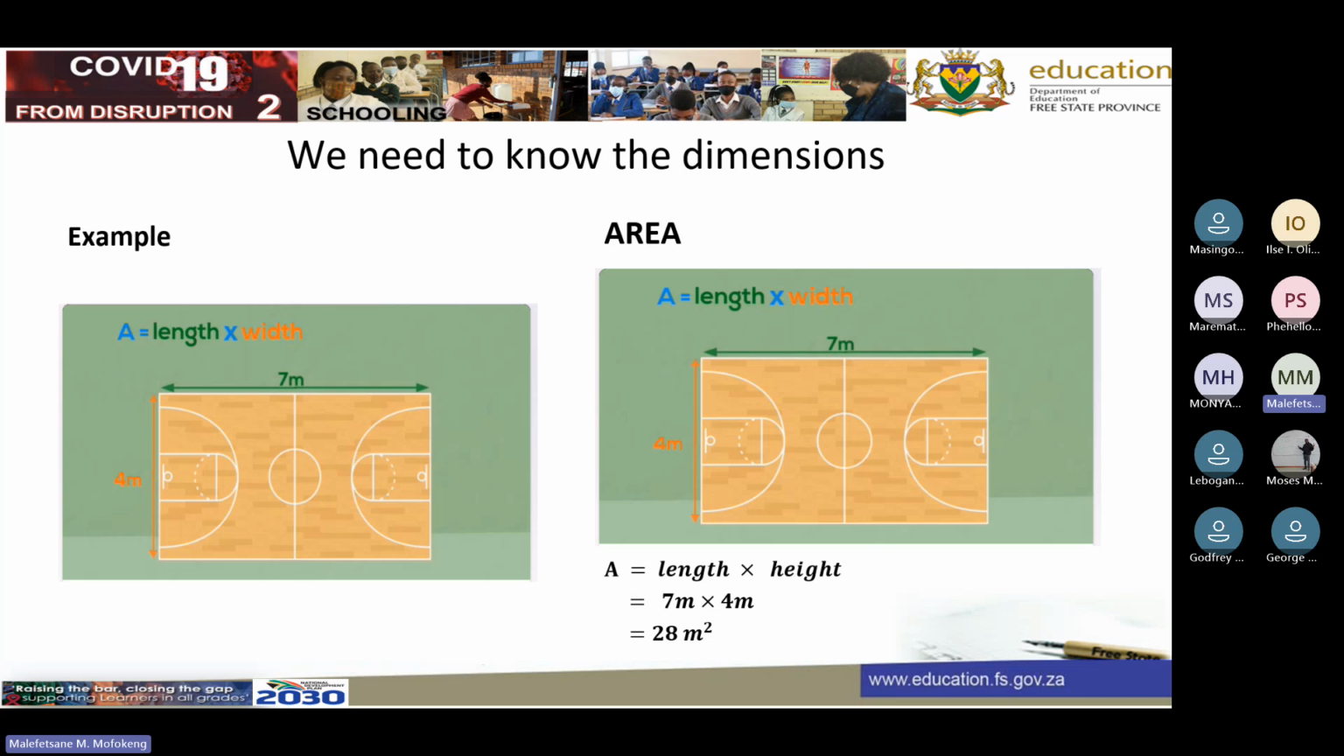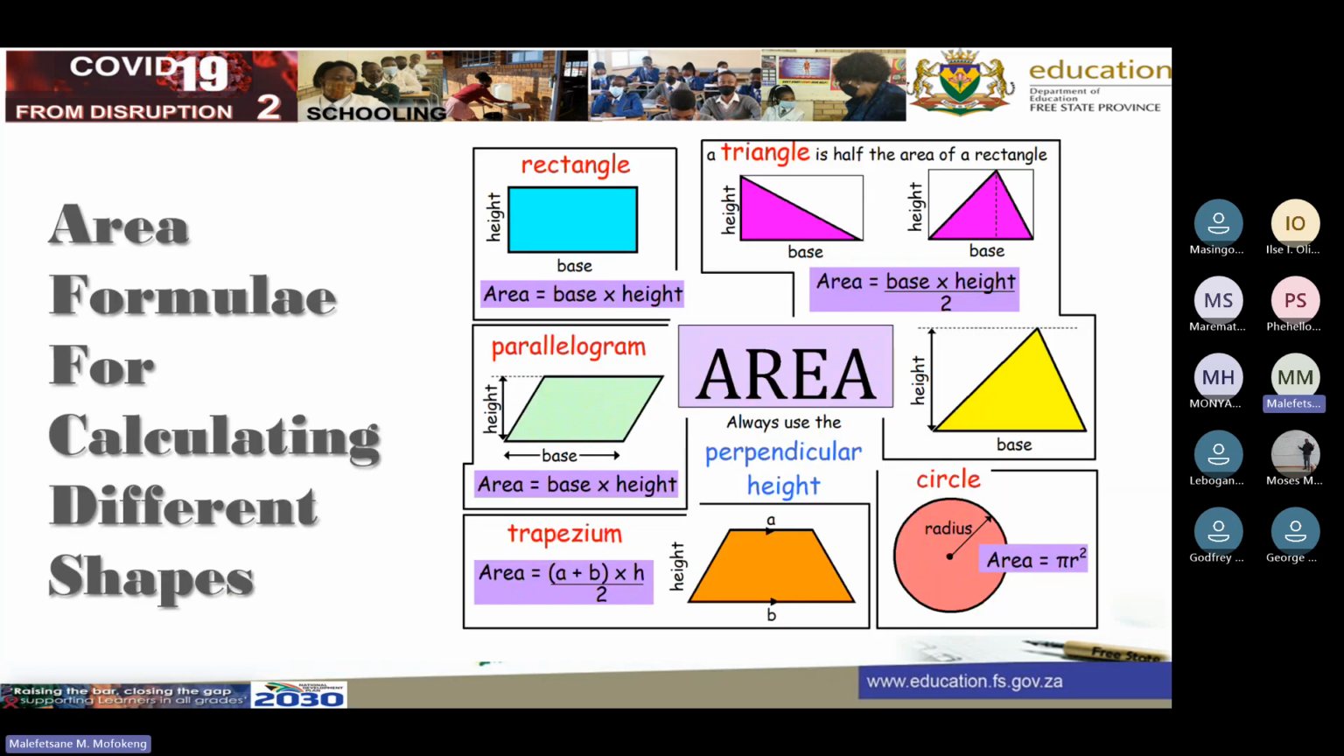The last one is by using the formula. Here are the examples of formulas for each figure or each polygon. For the rectangle, to find the area using the formula, the area is equal to base multiplied by height. For the triangle, it's half the area of the rectangle. The area is equal to base multiplied by height, all divided by 2.